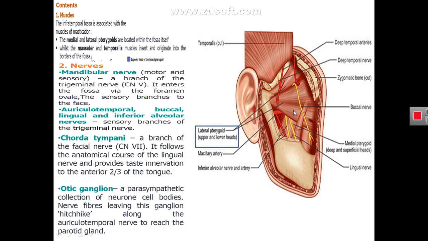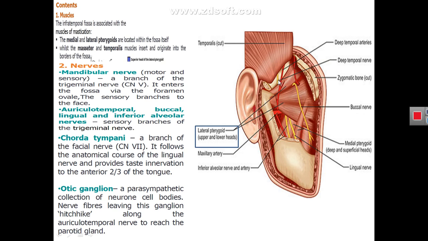In addition to the muscles, the infratemporal fossa also contains nerves and vessels. To describe the nerves and vessels as contents of the infratemporal fossa, the lateral pterygoid muscle is considered a key muscle. There are some structures above the lateral pterygoid, other structures below it, and structures in between the two heads of the lateral pterygoid. You can see that here very clearly.